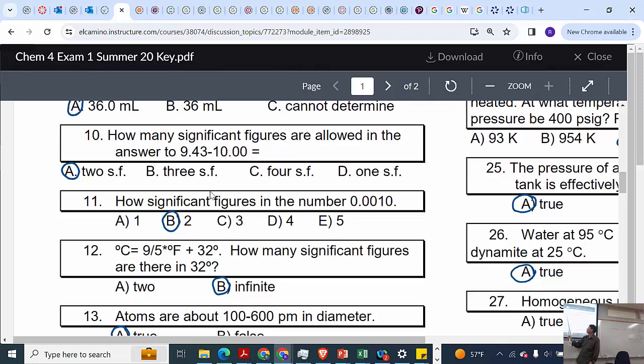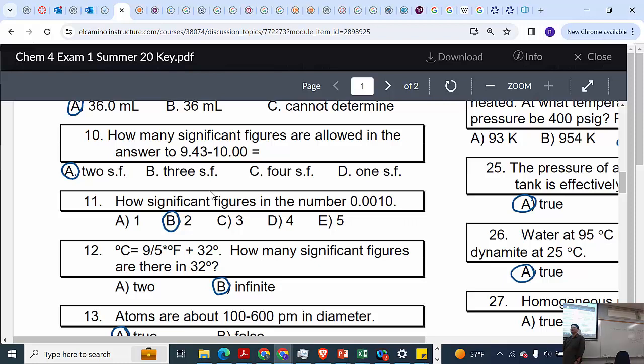But anyway, going back to this, how many sig figs are allowed in this? 2. Is that clear why it's 2? How many sig figs in this? 2. How many sig figs in 32 degrees? Infinite. Why infinite? Because this is by definition. If you go back to this, where did the 32 come from? The 32 came from the freezing point of water. The freezing point of water is exactly 0 degrees C and exactly 32 degrees Fahrenheit under normal conditions.